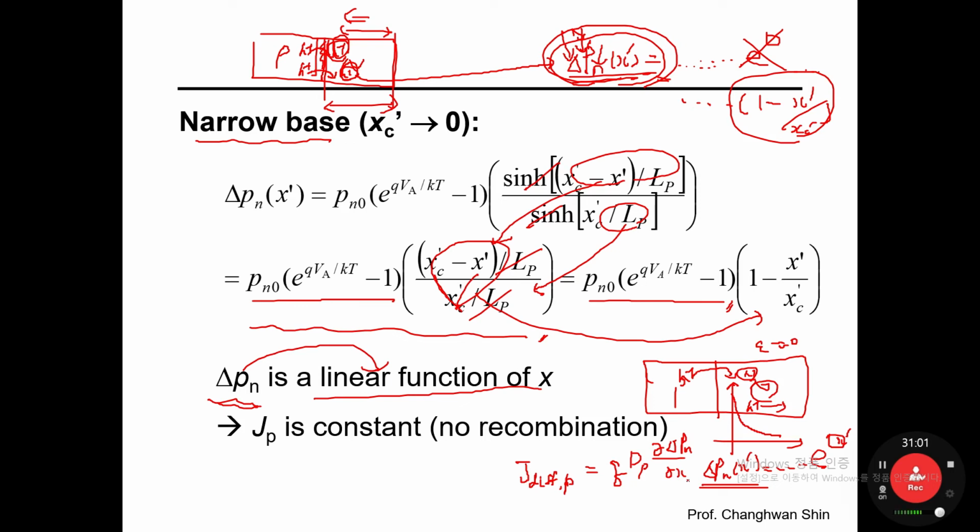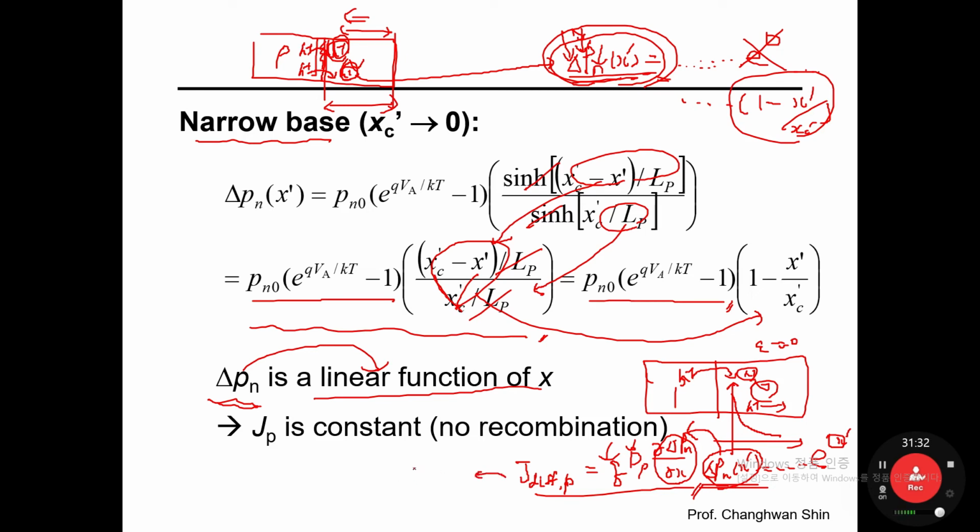So the second big step in ideal diode analysis was more or less very simple. Once you have derived delta p sub n in step number one, in the second step you just plug it into the current density equation, take the first derivative, and multiply by q and D p. That's all your job in the second step.